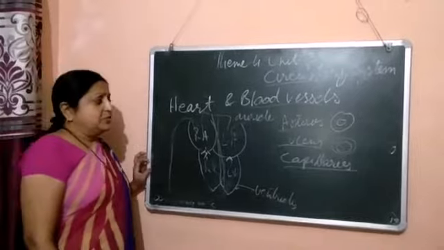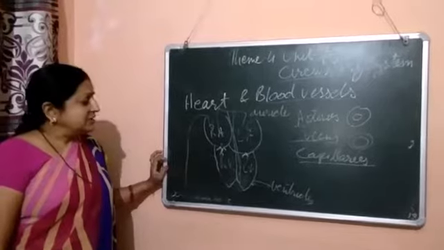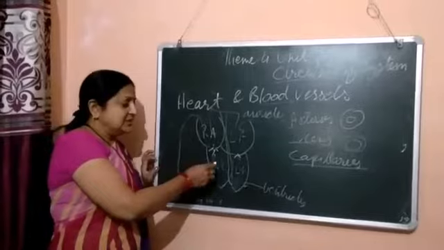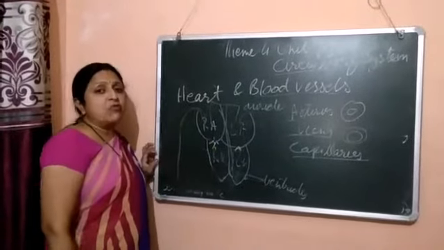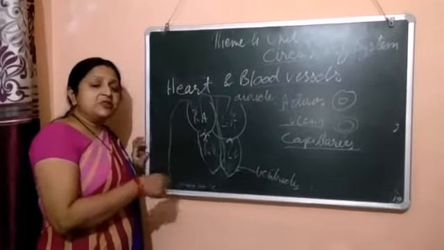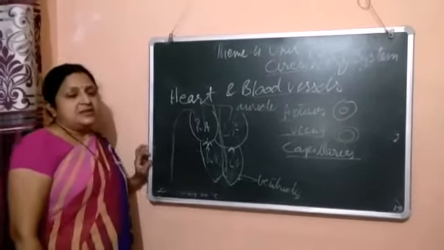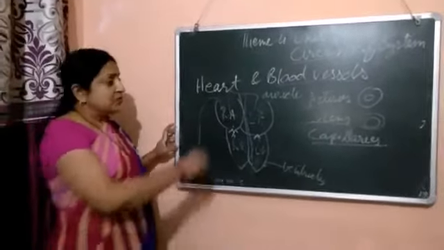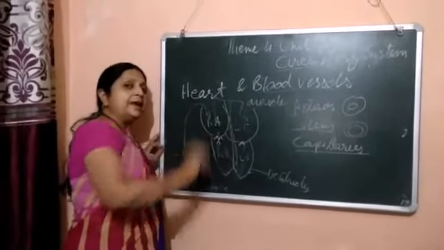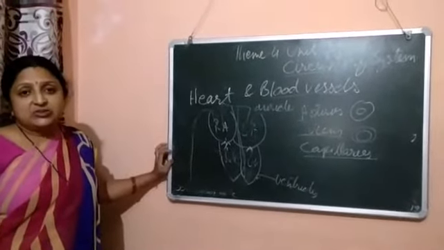And coronary vein is also responsible, but it is not leaving the heart. Coronary artery supplies the blood to the walls of the heart, so coronary vein also comes into the vessels which enter the heart. So there are four vessels: superior vena cava, inferior vena cava, pulmonary vein, and coronary vein. These are the four vessels which enter the heart.